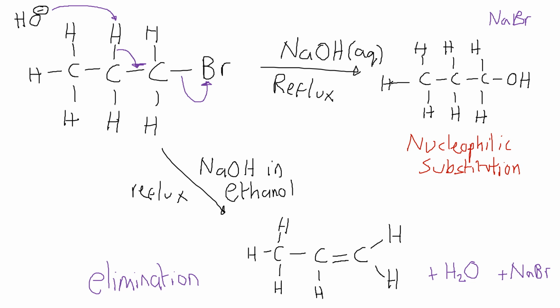Just to put a bit of clarity here, sometimes what will actually happen is you end up with both processes happening, and you end up with a mixture of the alcohol and the alkene as the product. It's not always as clean cut as this, and it does depend on the choice of halogenoalkane and so on. But for the purposes of A-level, we just need to know the difference between nucleophilic substitution and elimination. And the key difference is, for nucleophilic substitution, we dissolve the sodium hydroxide in water. For elimination, we dissolve the sodium hydroxide in ethanol.